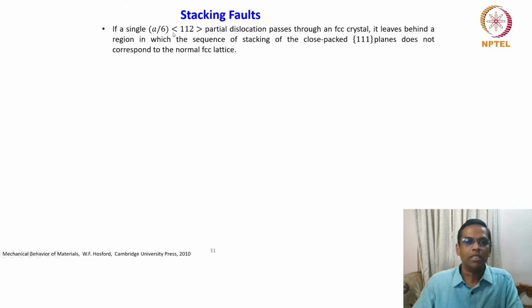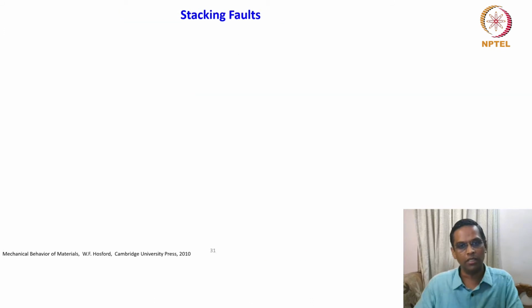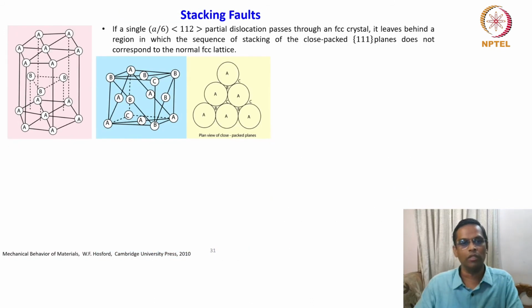So if a single a/6 <112> partial dislocation passes through an FCC crystal, it leaves behind a region in which the stacking sequence of the close packed {111} planes does not correspond to the normal FCC lattice. This is exactly shown here, right? Suppose you assume this is a partial dislocation of a/6. We are not showing that, but this kind of a disturbance it will create. So it will not follow a normal ABC sequence in an FCC unit cell.